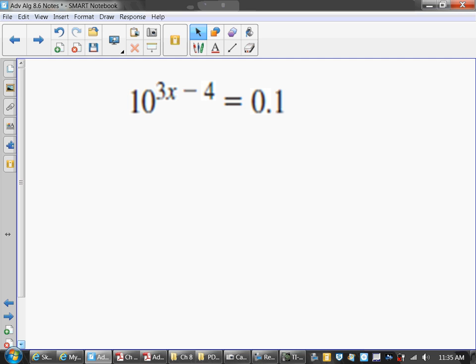Try that one. 10 to the 3x minus 4 is 0.1.